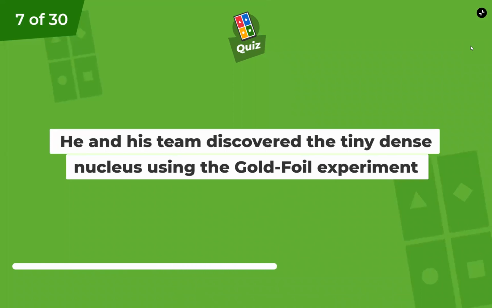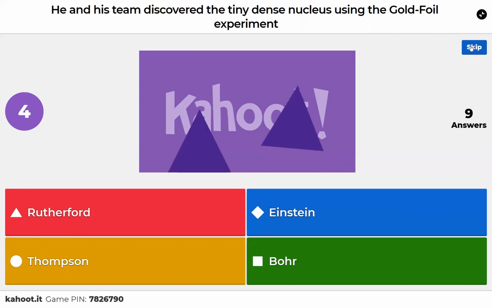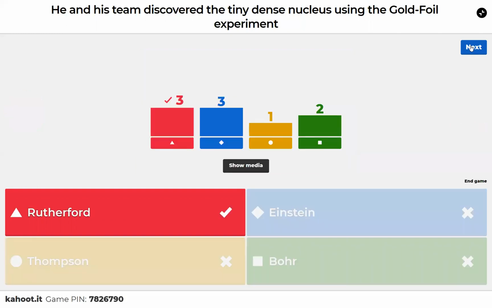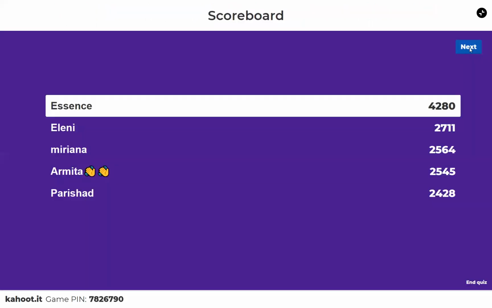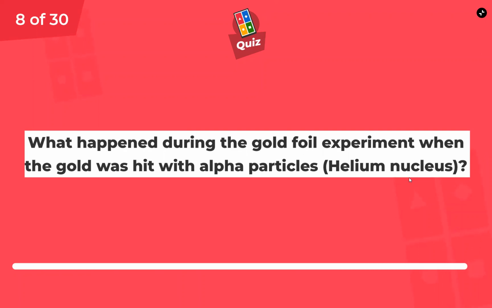Okay. Some of the experiments we discussed. The gold foil. Ernest Rutherford. All right. Next question. Essence back in the lead. What happened in this experiment when they were hit by the helium nucleus? Those are the alpha particles.